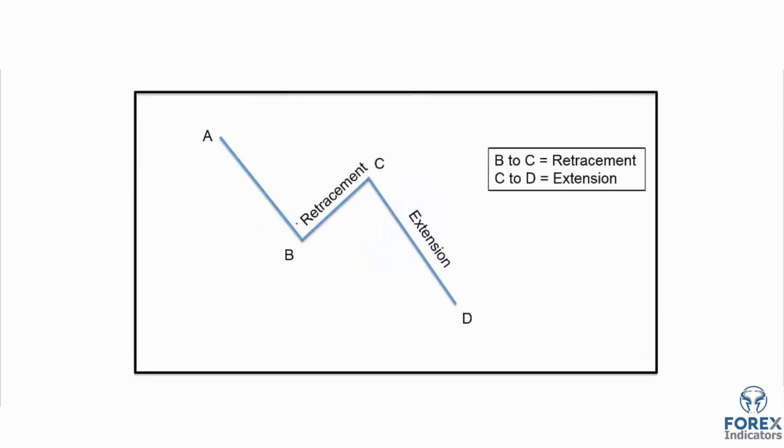For a downtrend, again, this is the retracement. So the market is basically moving down, but it's retracing that down move here. In other words, it's going up, and it's called the B to C retracement. And then when the market resumes its downtrend, it's called the C to D extension. Once again, if you want to trade with the trend, you'll be looking to trade this move down.